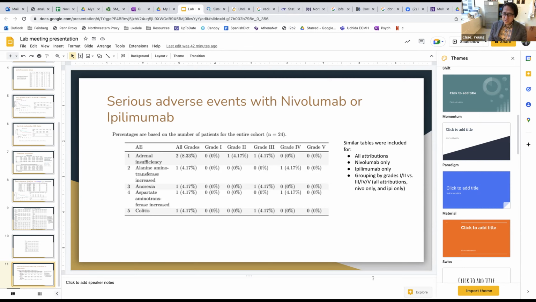What else? So this is the salivary gland.